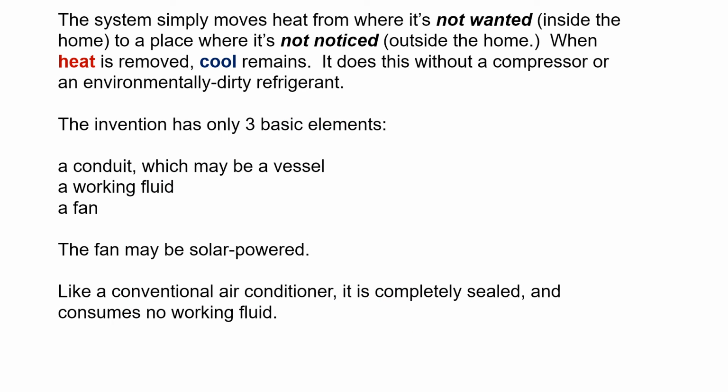As I said at the beginning, the system simply moves heat from where it's not wanted, inside the home, to a place where it's not noticed, outside the home. When heat is removed, cool remains. It does this without a compressor or an environmentally dirty refrigerant. The invention has only three basic elements: a conduit, which may be a vessel, a working fluid, and a fan. The fan may be solar powered. Like a conventional air conditioner, it is completely sealed and consumes no working fluid.